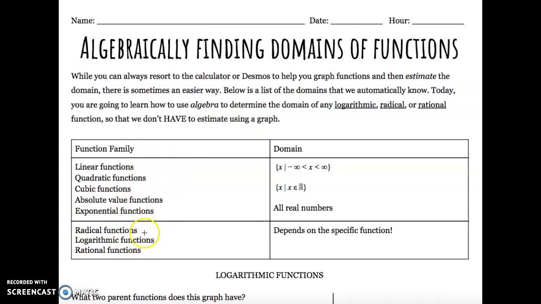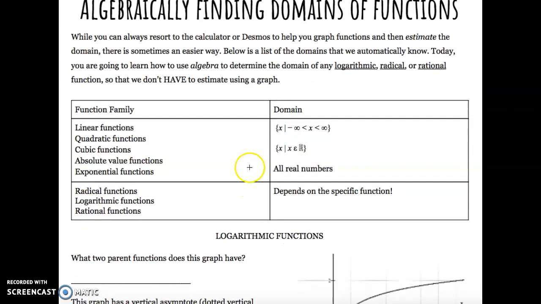We already know that for some of our function families, linear, quadratic, cubic, absolute value, and exponential functions, the domain is automatically all real numbers. You can tell that when you're looking at their graphs as well. However, there are three function families we're going to look at today where the domain depends on the specific function. Not all radical functions have the same domain, and not all logarithmic ones have the same domain. So we're going to use algebra to determine exactly the domain of these functions, so that we don't have to estimate using a graph.